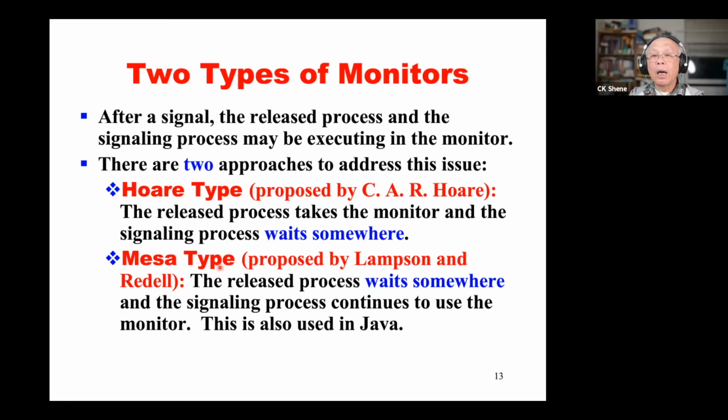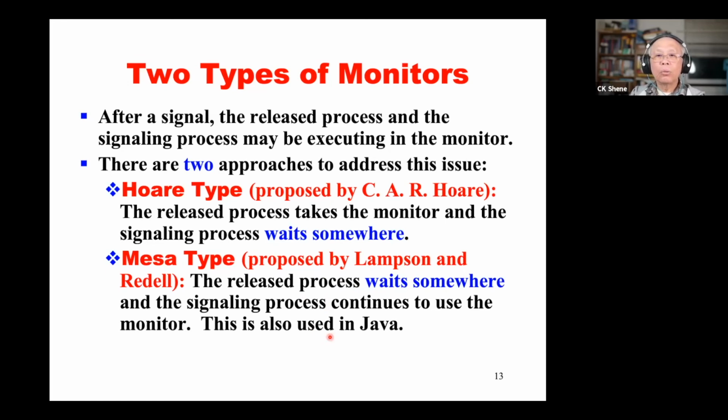The Mesa type is exactly the opposite. Under Mesa type, the signaling process has the priority. In other words, the released process will be removed from the waiting list of a condition variable and pushed outside of the monitor and waits somewhere. In this way, the signaling process continues to use the monitor. This is also used in Java.